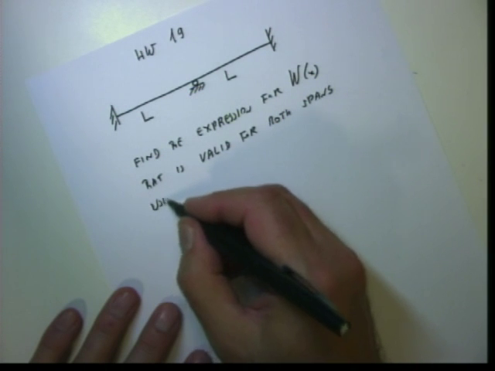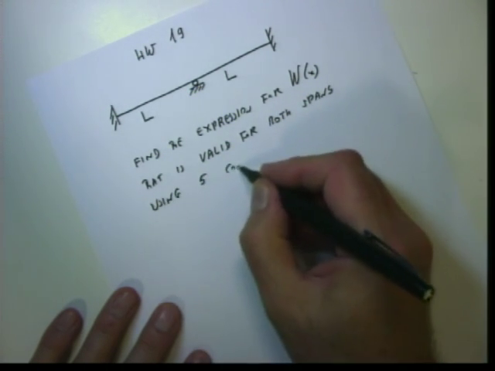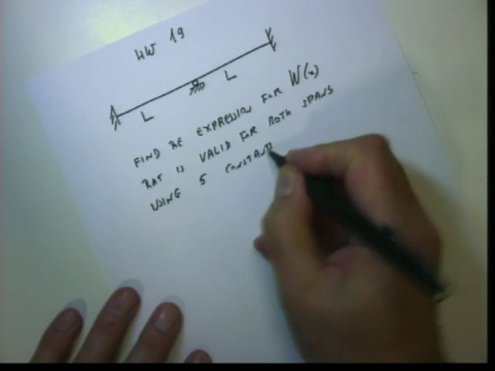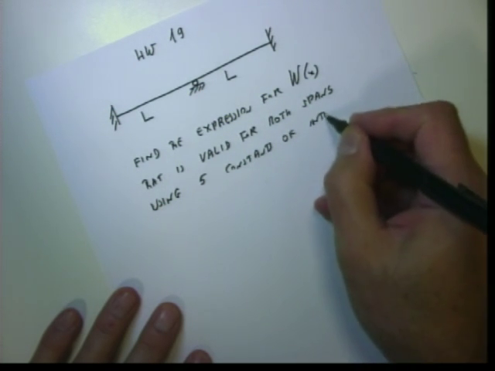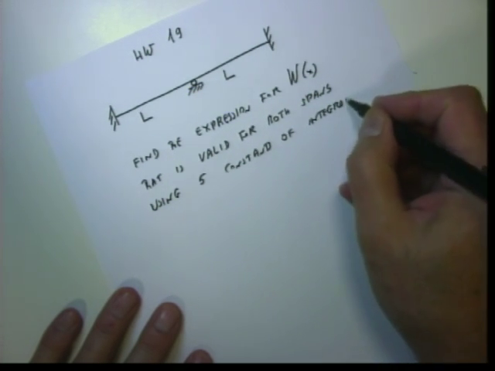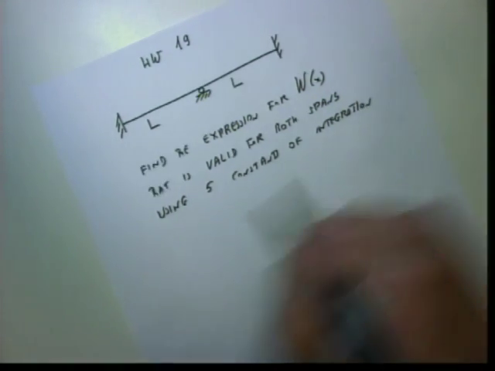Okay, using 5 constants of integration. That is one.